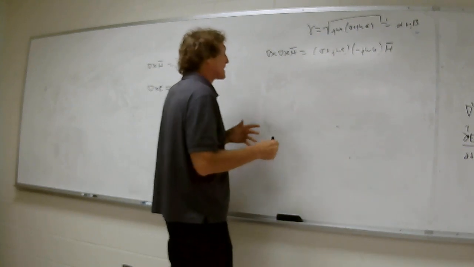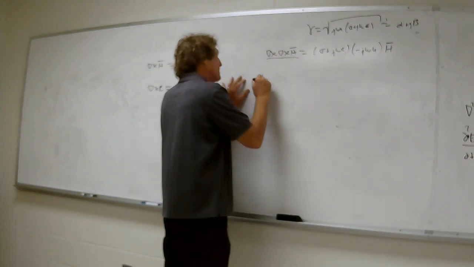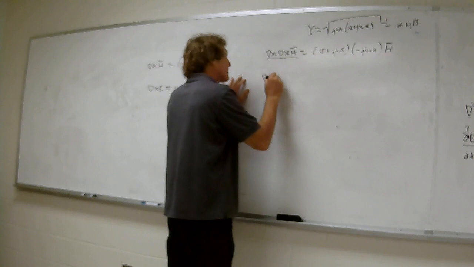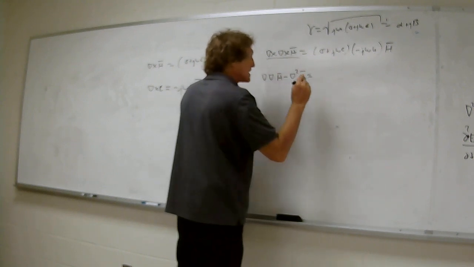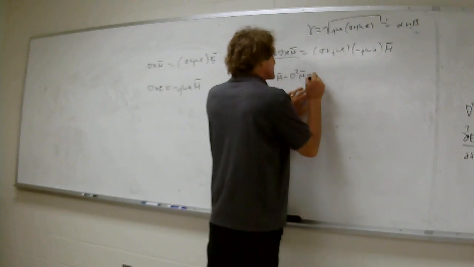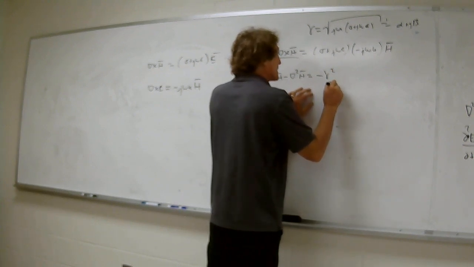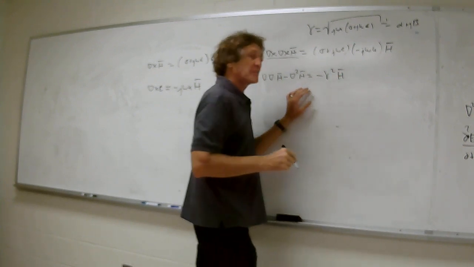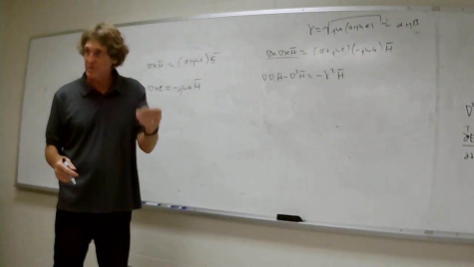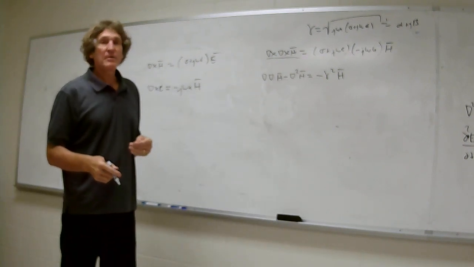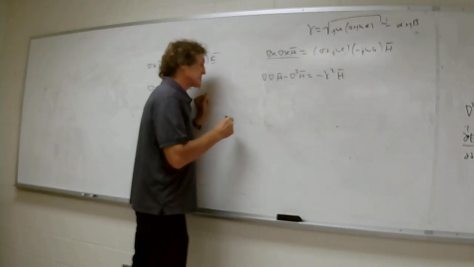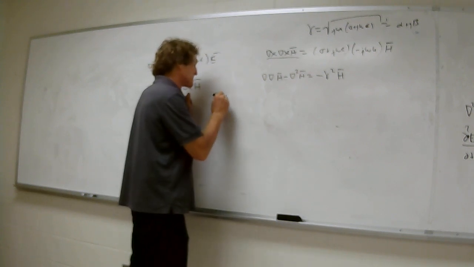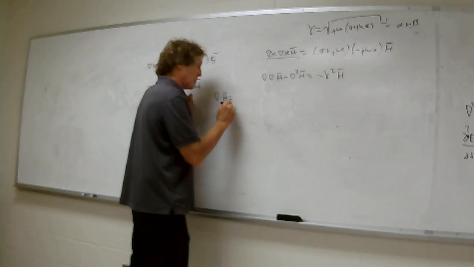I can go ahead and take this and break it up, and I have gradient of divergence of H minus del squared of H is equal to, and then this becomes minus gamma squared of H. Does everybody follow me? I'm just going through the motions. But here is an interesting fact. Without making any assumptions, what is divergence of H?